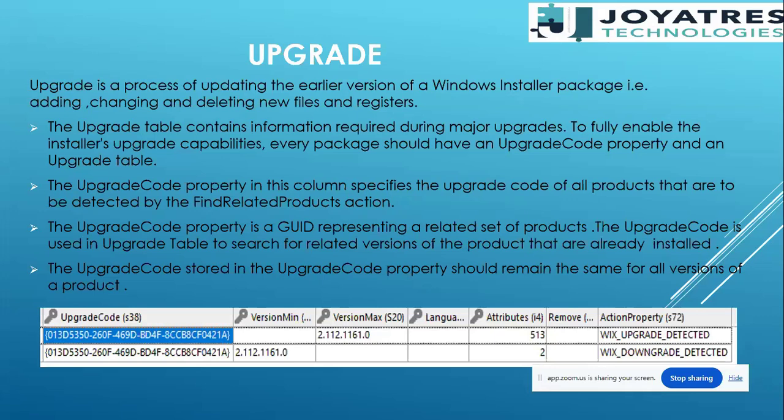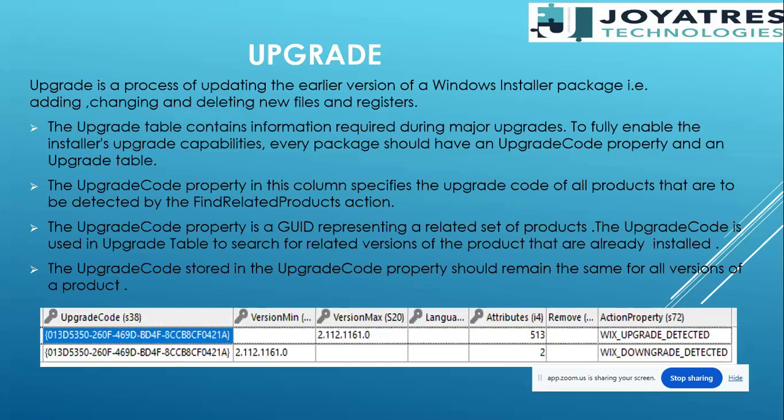In the row where we have specified the version maximum, the action property should be WIX_UPGRADE_DETECTED. And in the minimum row, you have to provide the action property WIX_DOWNGRADE_DETECTED. With this, you have to remember: max is upgrade, min is downgrade. This is the easiest way to do it.